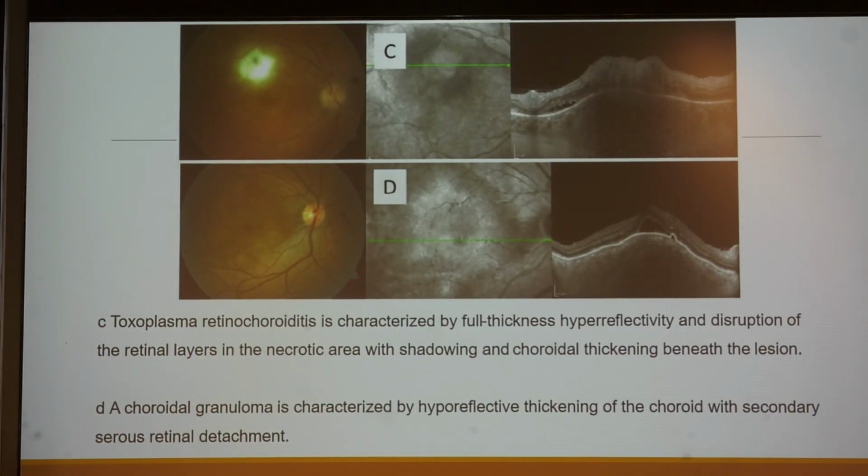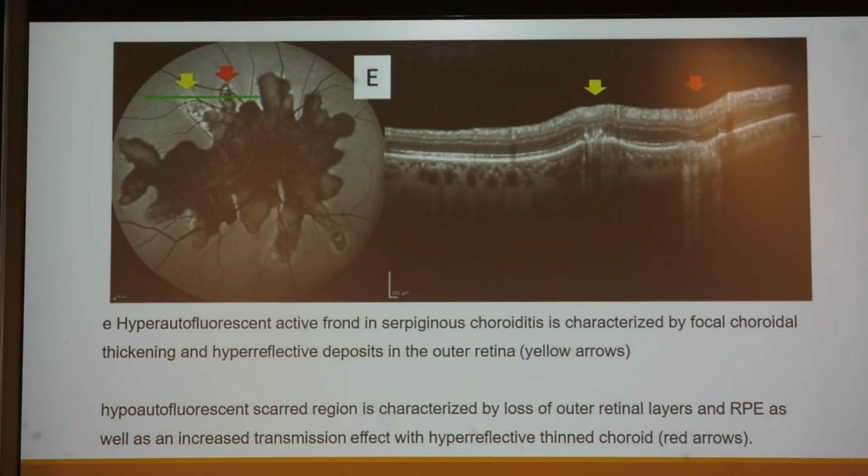Now, it's a case of retinochoroiditis, which shows a full thickness hyperreflectivity and disruption of the retinal layers in the necrotic area with shadowing along with choroidal thickening beneath the lesion. The second picture, a typical choroidal granuloma characterized by hyporeflective thickening of the choroid with fluid detachment. It's a case of serpiginous choroiditis with an active and a scarred area.